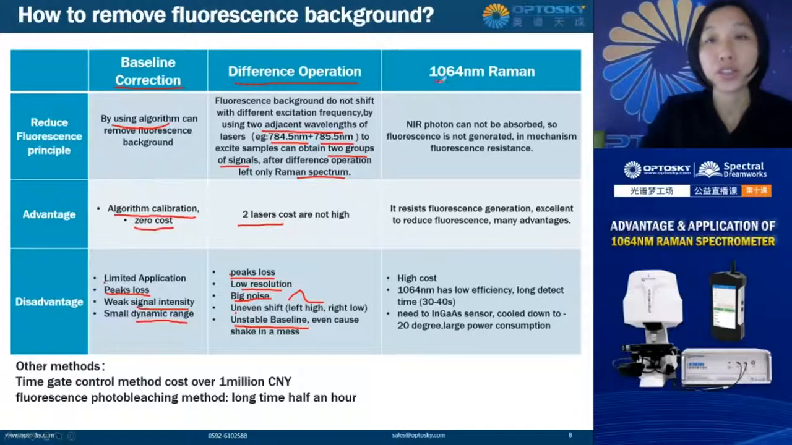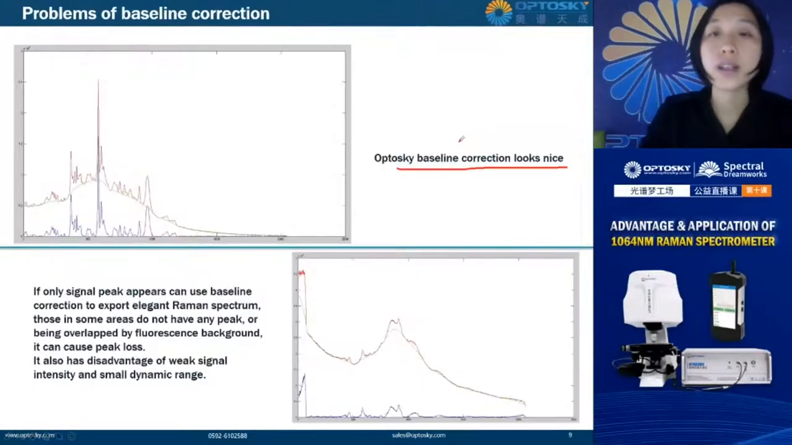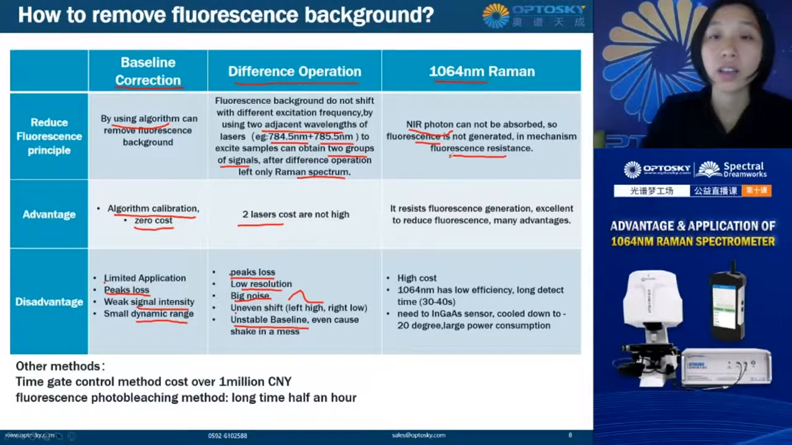Now we introduce the 1064 nanometer Raman spectrometer, which in nature mechanically can resist the fluorescence. How can it resist the fluorescence? Because 1064 nanometer is a near infrared photon, it cannot be absorbed, so the fluorescence cannot be generated. If it resists fluorescence generation, it is excellent for removing fluorescence. It has so many advantages. So why does not everybody use the 1064 nanometer Raman spectrometer? Because it also has some disadvantages.